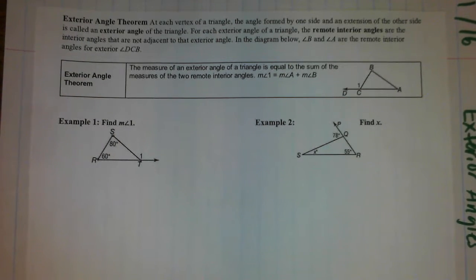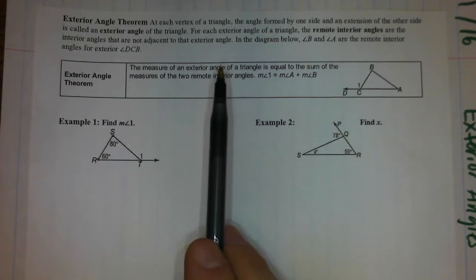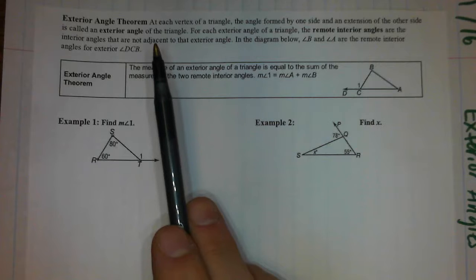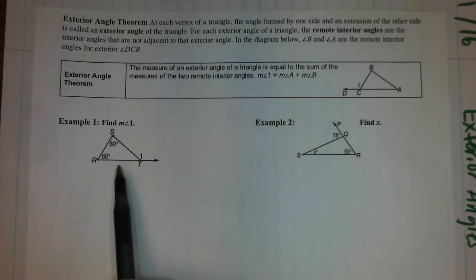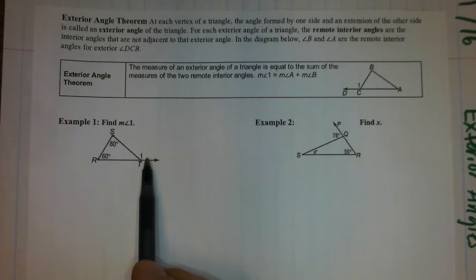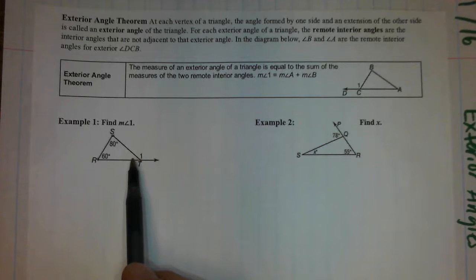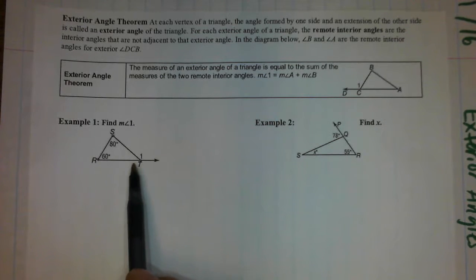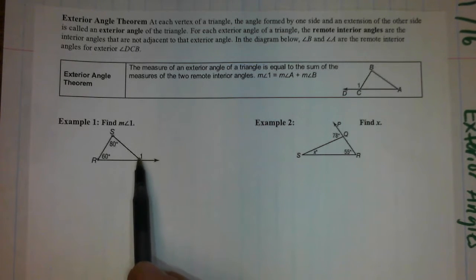So at each vertex of a triangle, the angle formed by one side and an extension of the other side is called an exterior angle of the triangle. So here is an example of an exterior angle. Alright, so the angle formed by one side and an extension of the other side, which is this side. This angle is called an exterior angle.